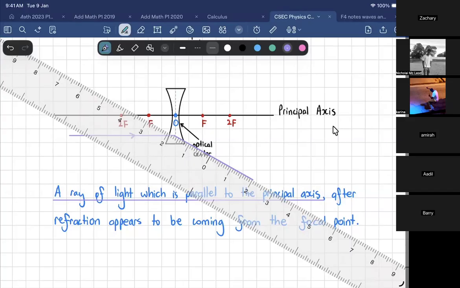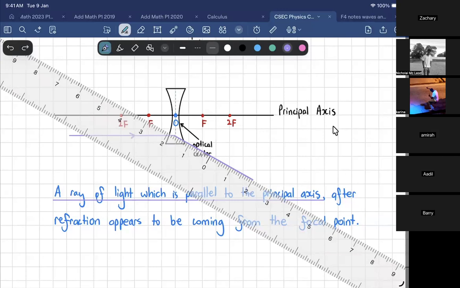So Zachary, that brings me to the next thing. If I were to extend our line behind the lens, does it look like it's coming from the focal point itself? Is this point over here the focal point? No. But your rule says after refraction, what? After refraction, it appears to be coming from the focal point. So that line is wrong.